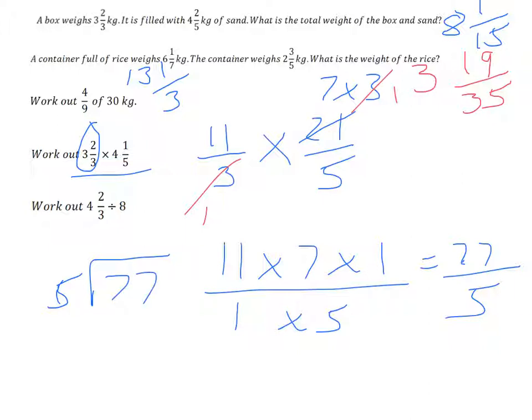5 into 77. 5's into 7 once, remainder of 2. 5's into 27 goes 5 times 25, remainder of 2. So my answer is 15 and 2, remainder still being divided by the 5. 15 and 2/5.